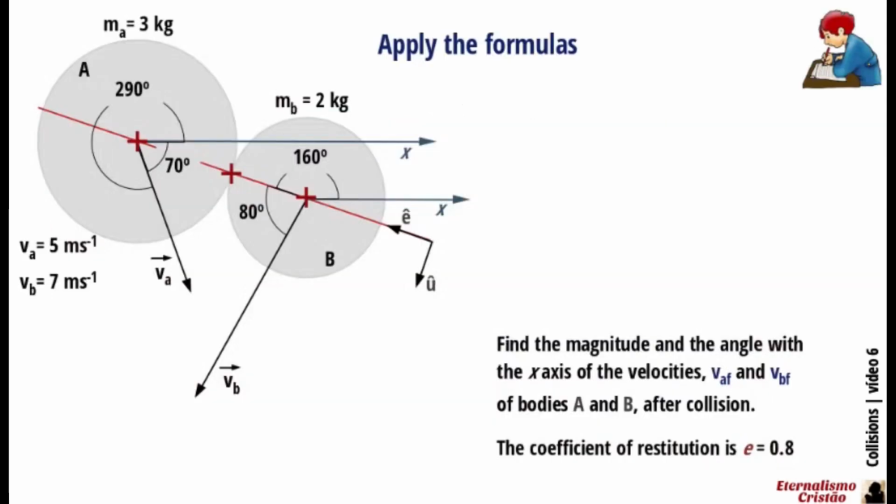Let's use the formulas we just learned. Find the magnitude and the angle with the x-axis of the velocities, VA final and VB final, of bodies A and B after collision. In the drawing, you have all the information you need. The coefficient of restitution is E equals 0.8.